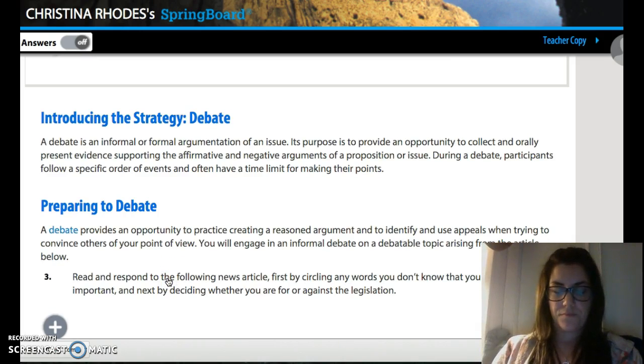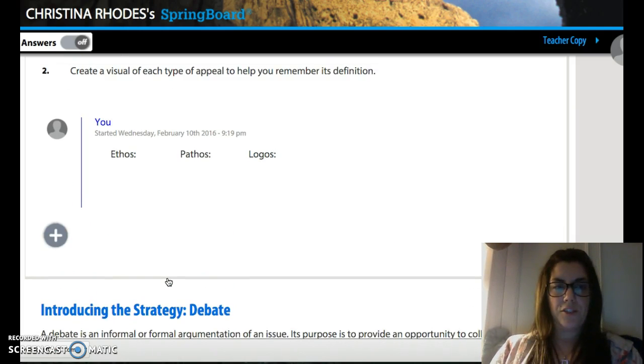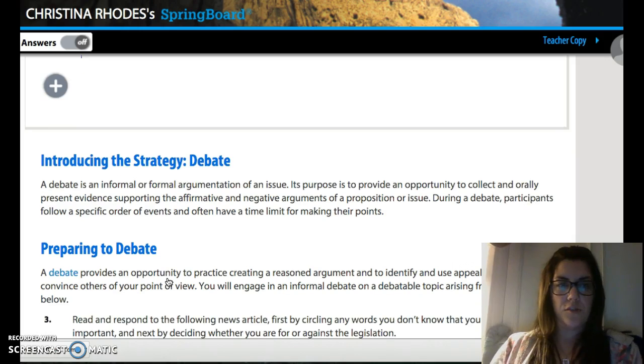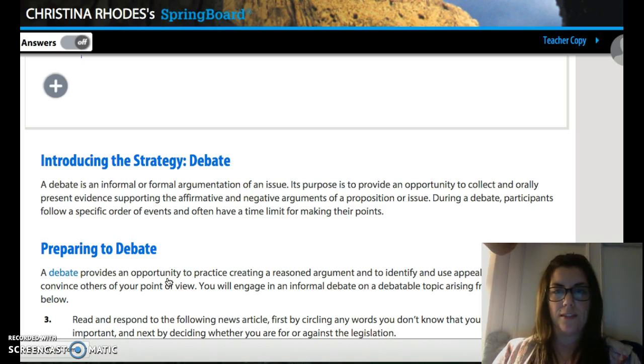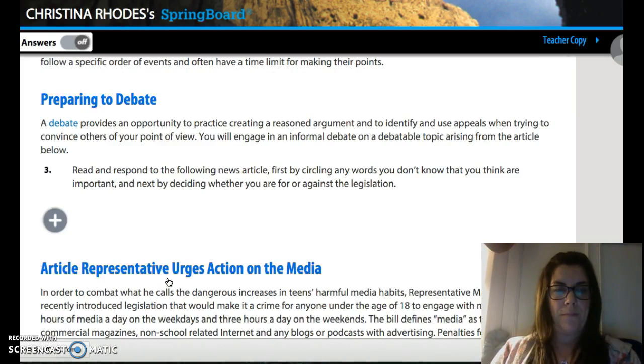All right. So you have your 3 pictures, and next we are going to introduce the strategy of debate. A debate is an informal or formal argumentation of an issue. Its purpose is to provide an opportunity to collect and orally present evidence supporting the affirmative and negative arguments of a proposition or issue. During a debate, participants follow a specific order of events and often have a time limit for making their points. Preparing for the debate. A debate provides an opportunity to practice creating a reasoned argument and to identify and use appeals when trying to convince others of your point of view.